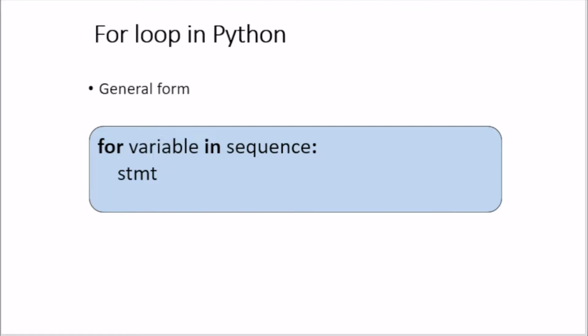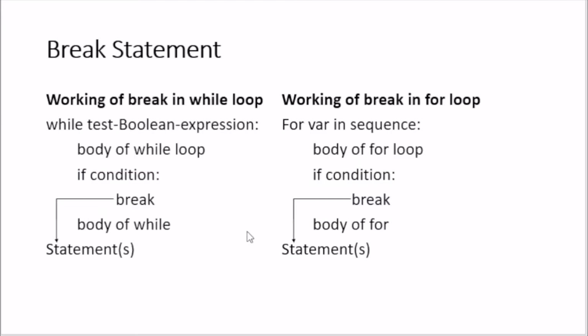Now let us discuss the next part, that is the break statement. Along with the while loop and for loop, two more statements available in Python are the break statement and the continue statement. Sometimes we need to come out of the loop. In that case, we can use the break statement. Basically the keyword break allows a programmer to terminate a loop.